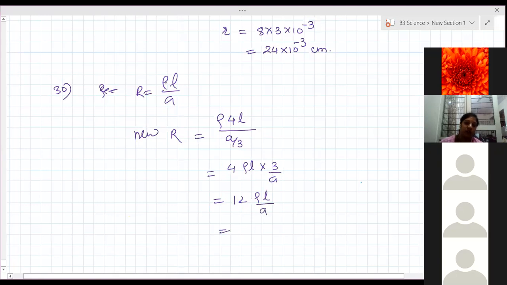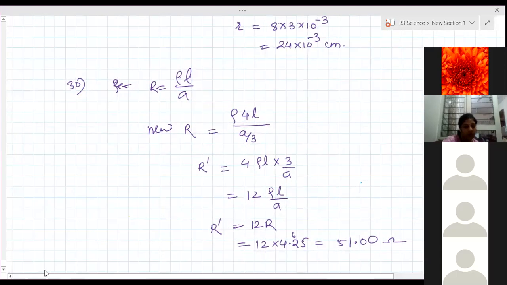So 12 into the original resistance is equal to the new resistance. That is R dash we will consider. So R dash is 12 R. Initial resistance is 4.25, so the new resistance is 51 ohms. Clear?